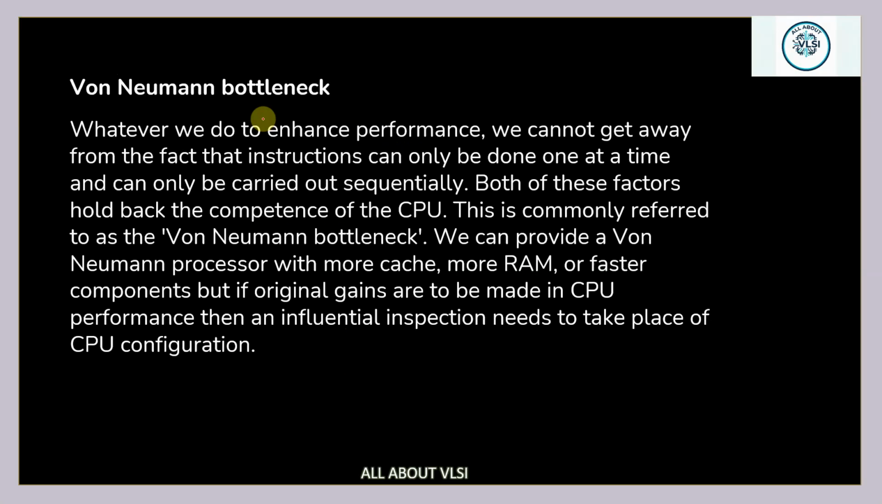So the bottleneck of our von Neumann architecture is that whatever we do to enhance the performance, we cannot get away from the fact that instructions can only be done one at a time, and can only be carried out sequentially. Both these factors hold back the competence of our CPU, and this is commonly referred to as the von Neumann bottleneck. We can provide a von Neumann processor with more cache, more RAM, or faster components, but if real gains are to be made in CPU performance, then an influential inspection needs to take place of the CPU configuration. So this is a major bottleneck which we have.